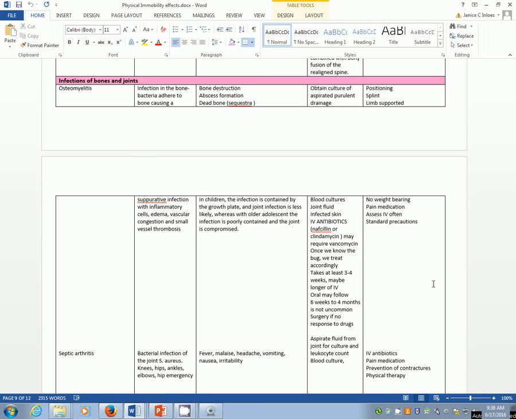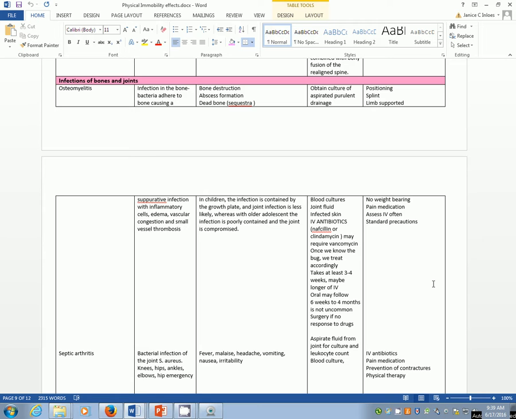We're going to see abscess formation that we'll need to go in and aspirate for the pus to make sure that we are getting a culture. The dead bone that it causes, which is the bone destruction, is called sequestra, and sometimes they go in and do a sequestrectomy. Usually in children, the infection is contained by the growth plate, and joint infections are less likely. And that's the same as with the neonate.